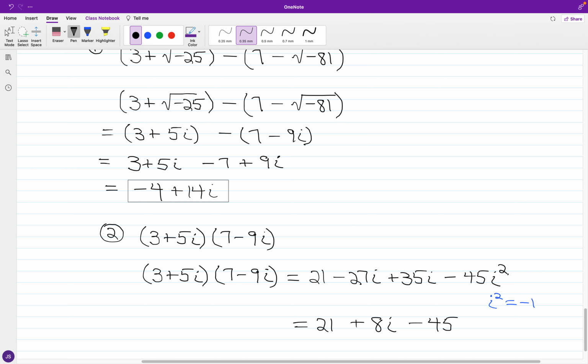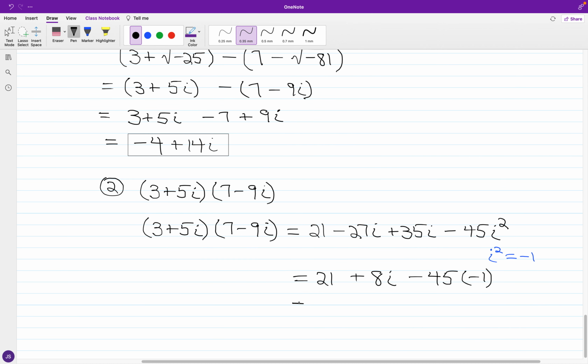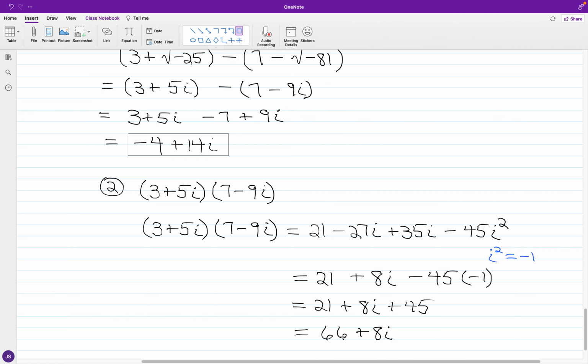You got minus 45i squared, and again, i squared is going to be negative 1. So for the rewrite, you got 21 plus 8i, negative 45 times negative 1 becomes positive 45, and 21 plus 45 will be 66. You have plus 8i, and that result is going to be the standard form.